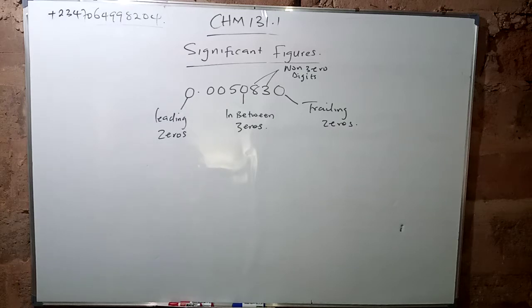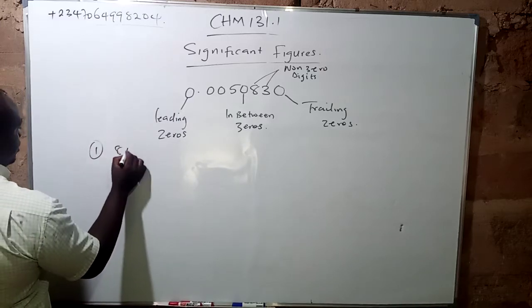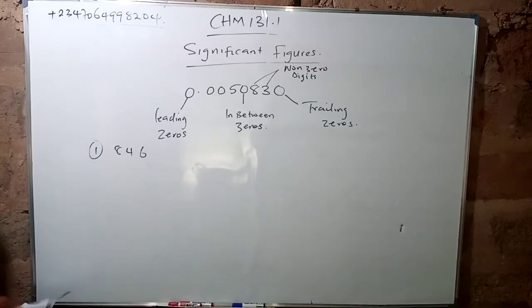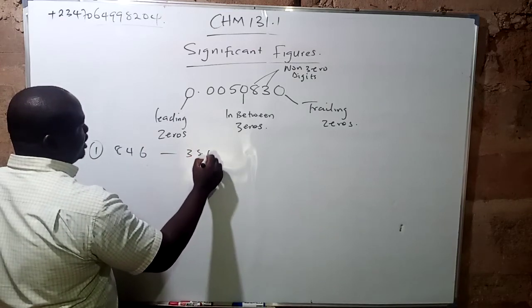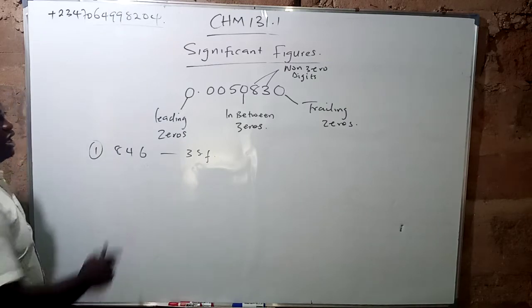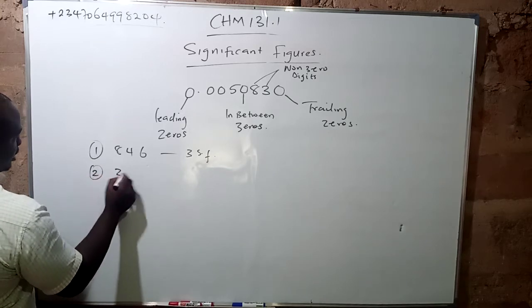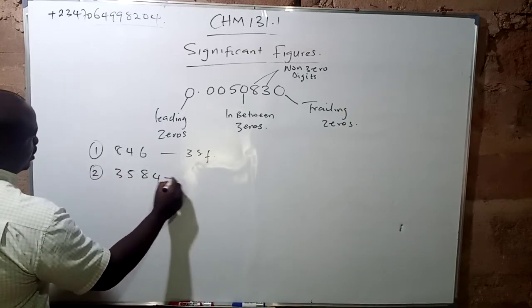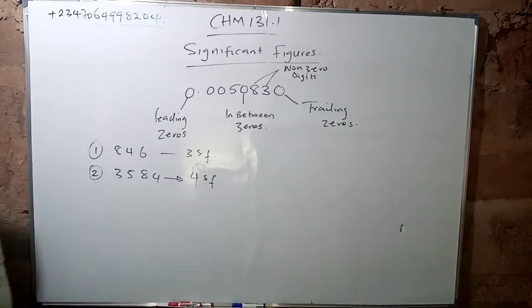Now, for example, you have 846. How many significant figures is this? You can see from here that this is 3 significant figures, because these are non-zero digits. What if you have 3584? You can see this is 4 significant figures, right?